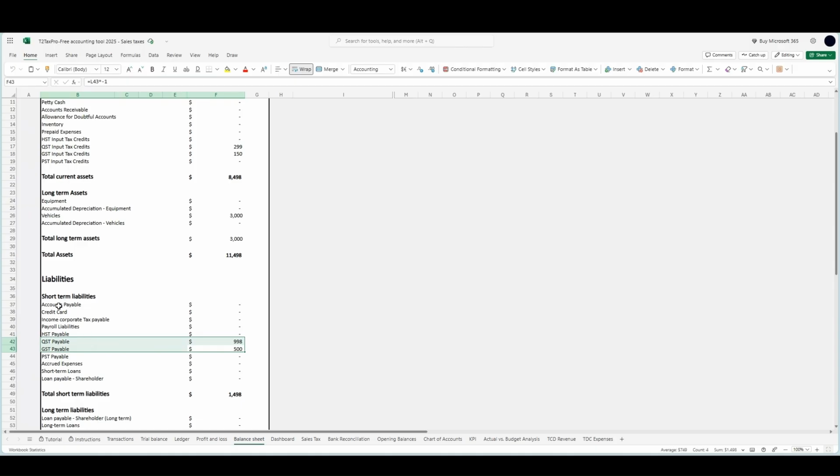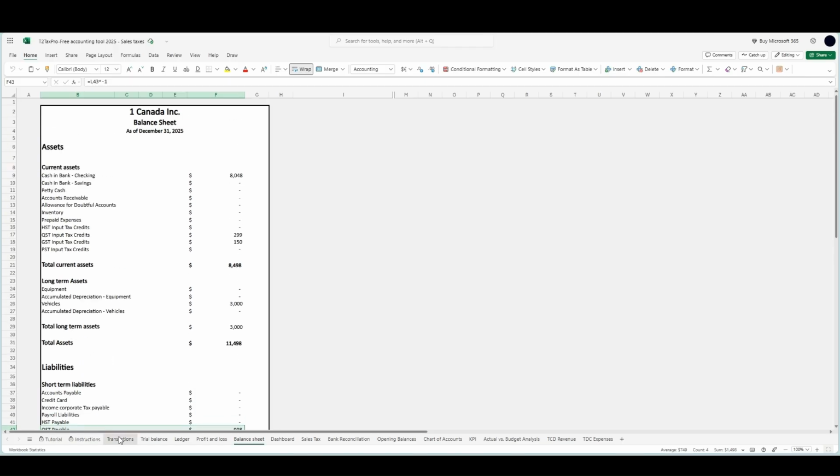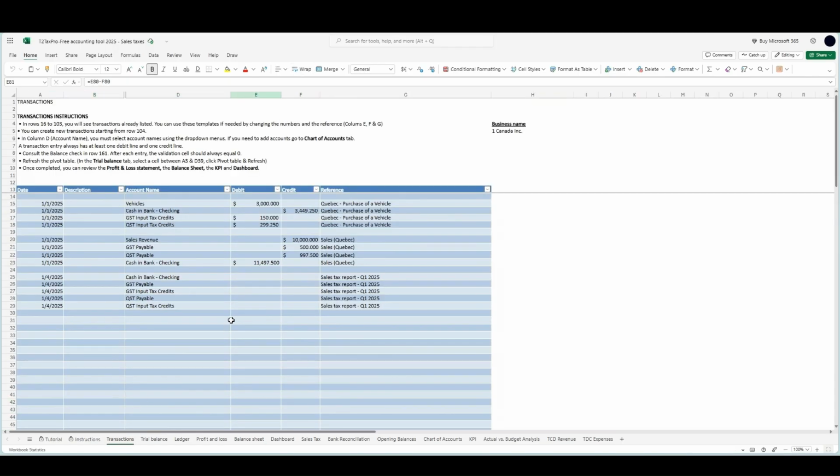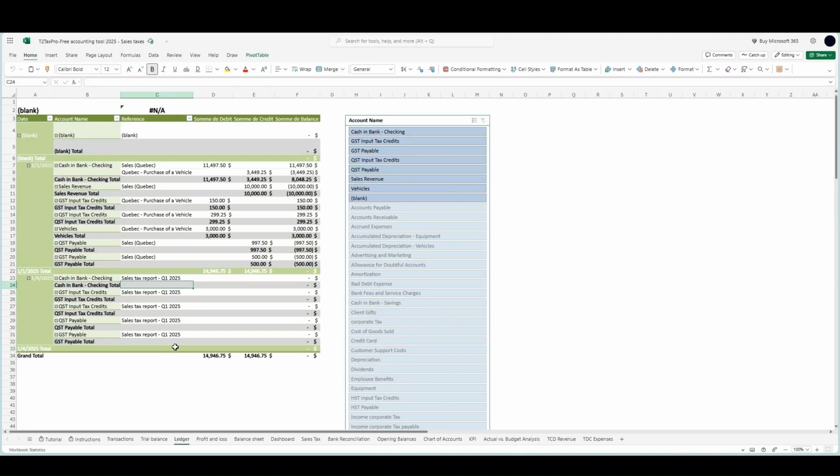Before submitting your tax reports to the authorities, it's important to verify the accuracy of your sales tax accounts. This review is especially helpful when multiple transactions affect your sales tax accounts. It ensures that all tax amounts are properly recorded, input credits are accurately claimed, and you're fully prepared before filing with tax authorities. Let's walk through the key entries in the ledger for the January to March 2025 reporting period.